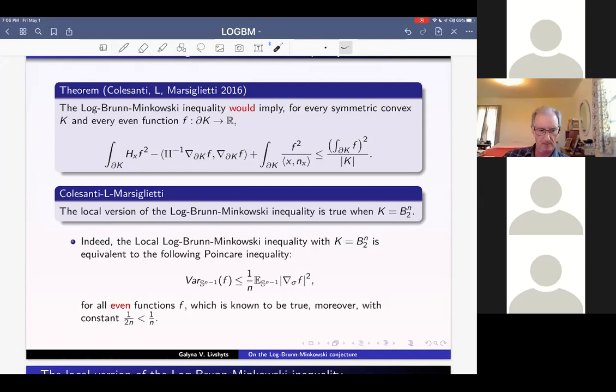So in fact, near the ball, the Log-Brunn-Minkowski inequality doesn't even predict the strong concavity in the symmetric case that happens there. But long story short, the Log-Brunn-Minkowski inequality is true if both sets are very close to the ball. This is what we derived. Any questions? Because we know the eigenvalues of the Laplacian, because the sphere is very special, and we know everything about the Poincaré inequality there.